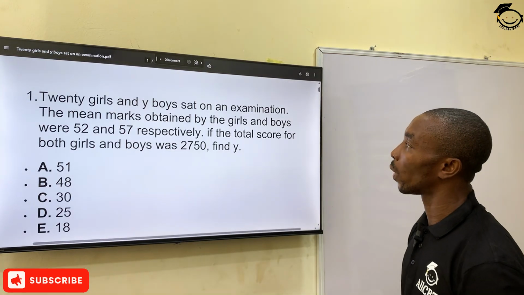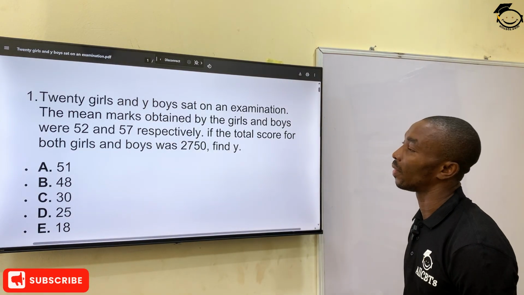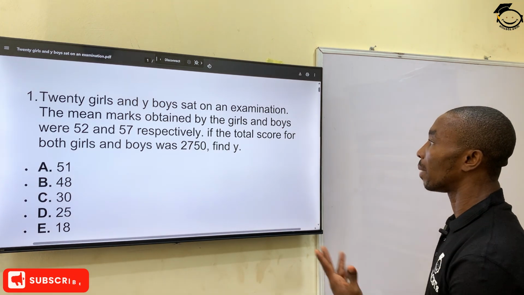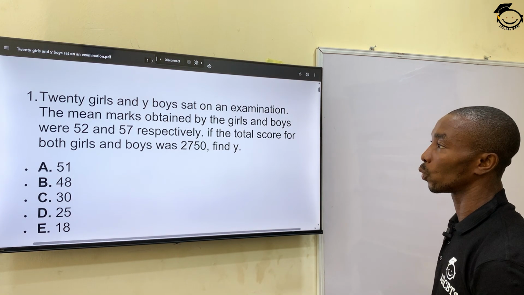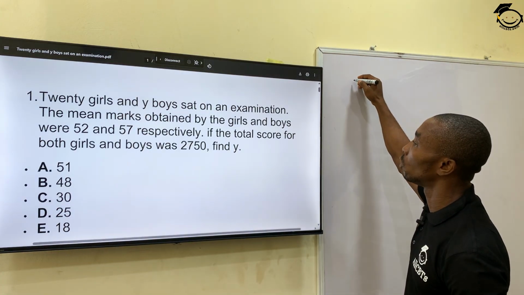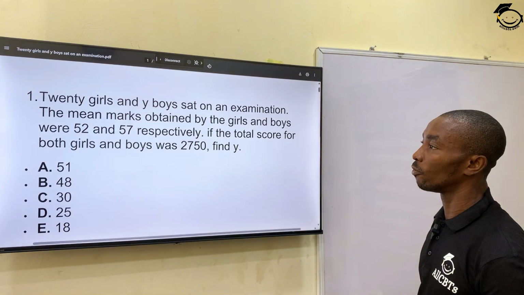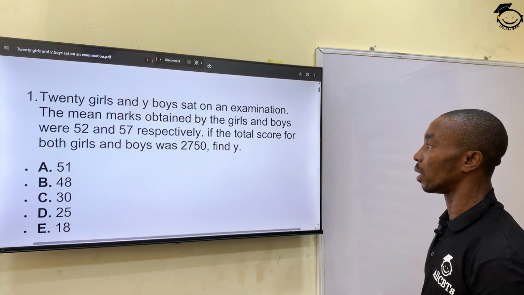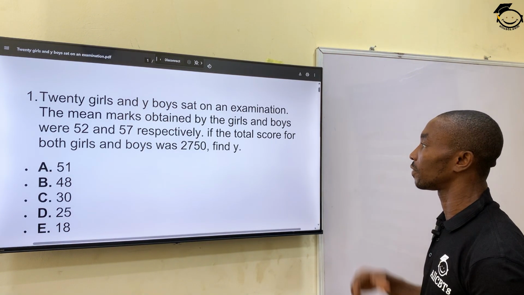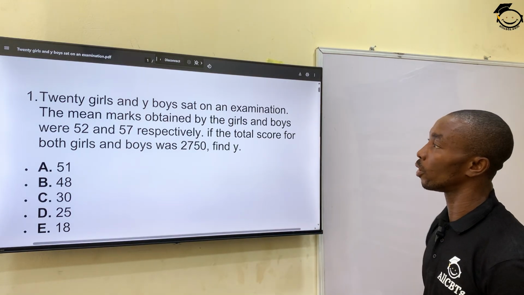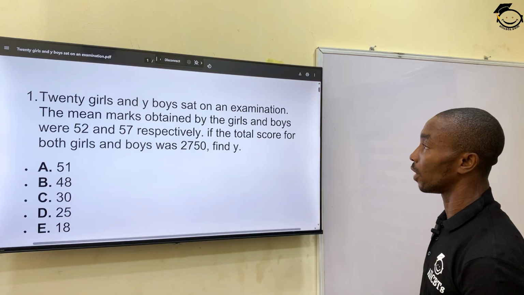"20 girls and y boys sat an examination. The mean score obtained by the girls and boys were 52 and 57 respectively. If the total score of both girls and boys were 2,750, find y." That means we're asked to find the number of boys that sat for the examination.